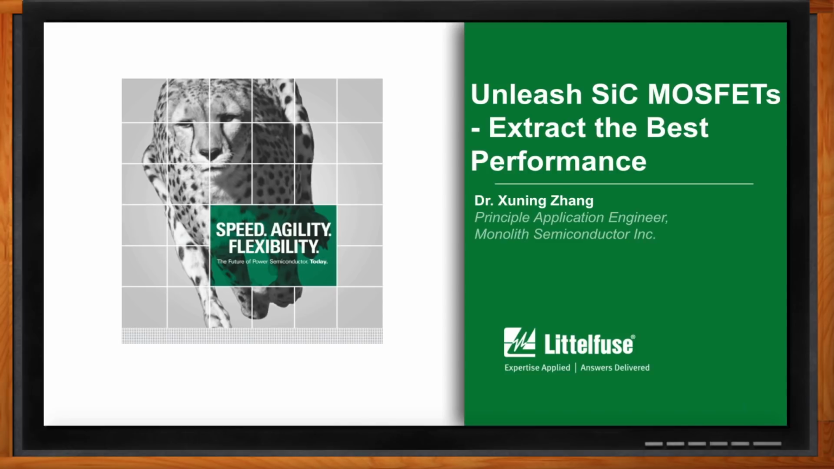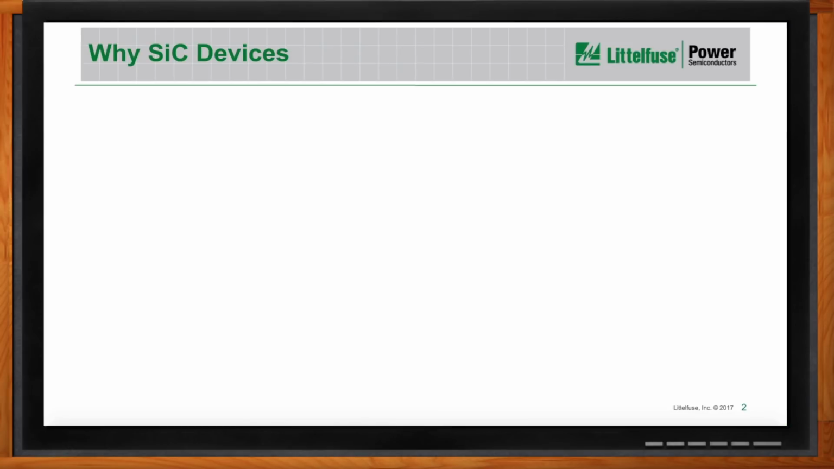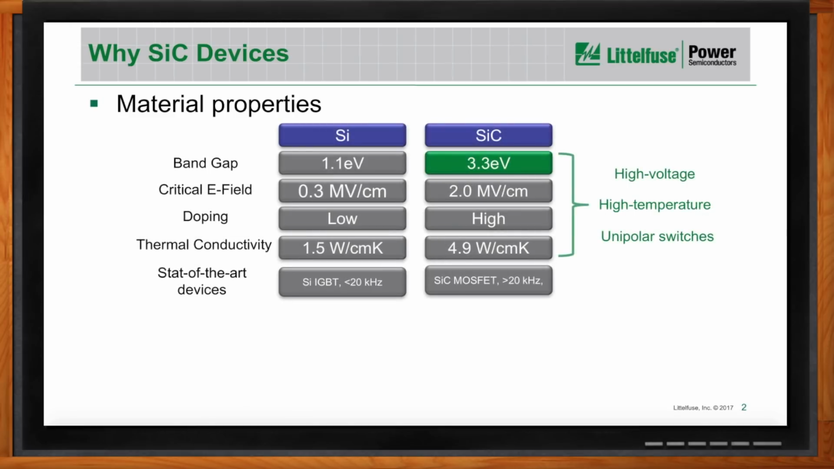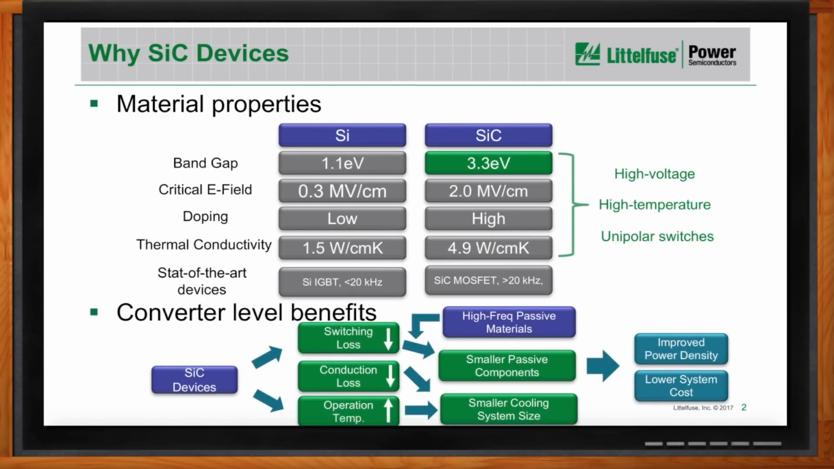Okay, the material silicon carbide shows superior performance over silicon devices in terms of high voltage blocking capability, lower conduction loss, lower switching loss, and also the capability of working at a higher temperature, which all help us to reduce the size and the cost of the converter.